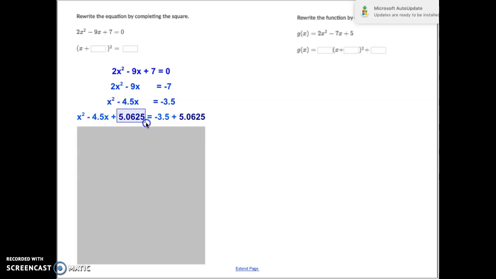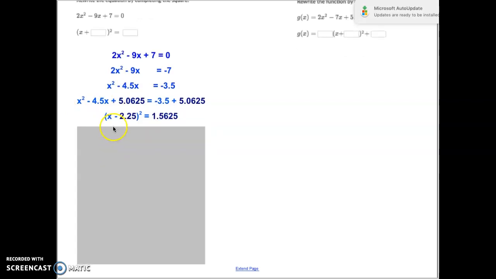But if I'm going to add 5.0625 to the left side, it only makes sense I must also add that exact same amount to the right side. So I haven't changed the equation at all. But what I've done now is I've made this side a perfect square. So we can take the square root of this, the square root of this, and then take the sign in front of the b term, and that equals this right here.